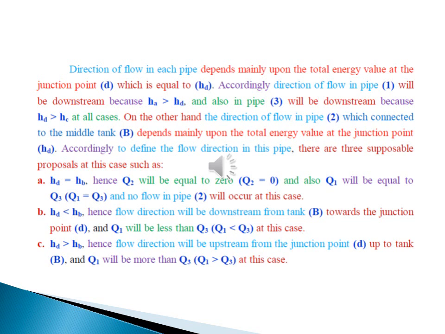Accordingly, the direction of flow in pipe 1 will be downstream because HA is more than HD, and also in pipe 3 will be downstream because HD is more than HC in all cases. On the other hand, the direction of flow in pipe 2, which is connected to the middle tank B, depends mainly upon the total energy value at the junction point HD. Accordingly, to define the flow direction in this pipe, there are three supposable cases, as shown in front of you. Follow it, my dear, by yourself. It is so easy and clear.